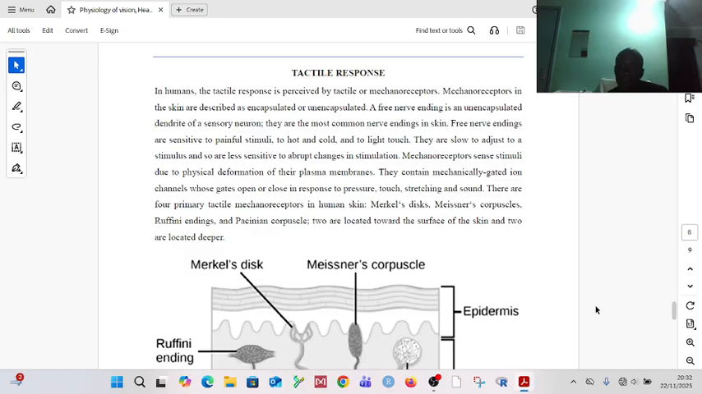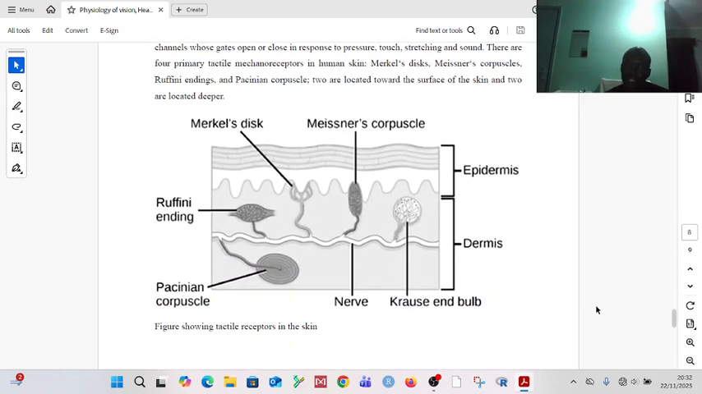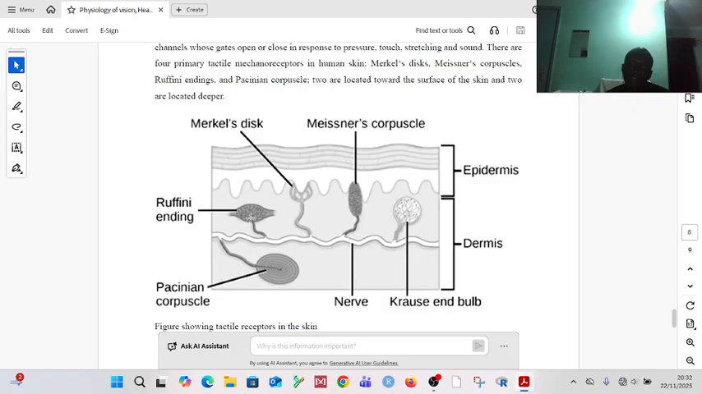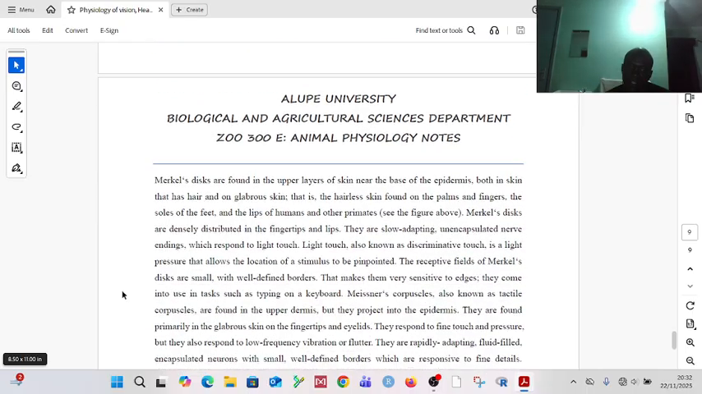So there are 4. 2 of them are located towards the surface of the skin, and the other 2 are located deeper into the skin. So the Merkel's disc, for example, and the Meissner's corpuscle are located towards the epidermis, towards the surface. But the Ruffini ending and the Pacinian corpuscle are located deeper. Okay, they are located deeper.